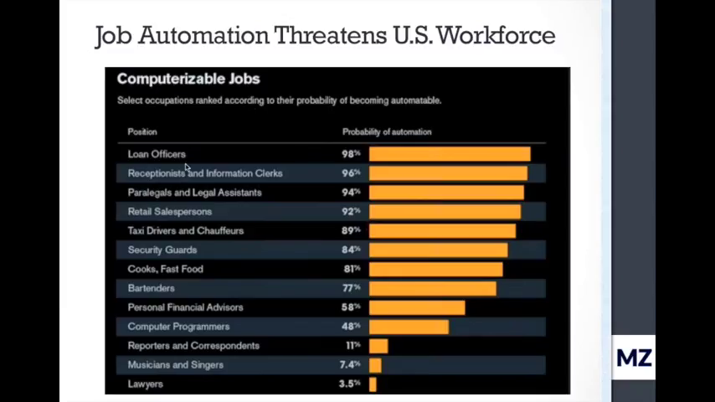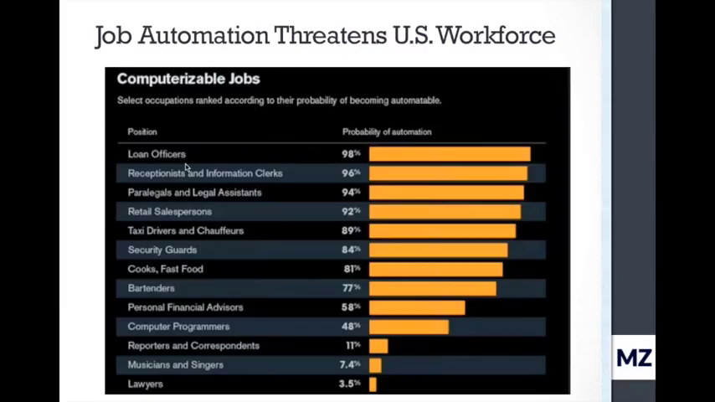Loan officers, see this at the top of the list? Automation probability of a loan officer, that is the probability that a loan officer's job will be automated in the future, is 98%. So if there are any loan officers on the line, can you believe that? 98% chance that your job is going to be automated.